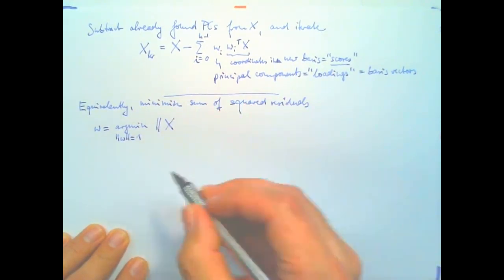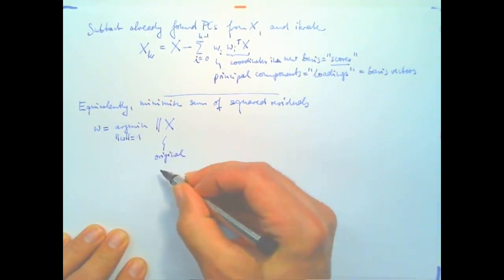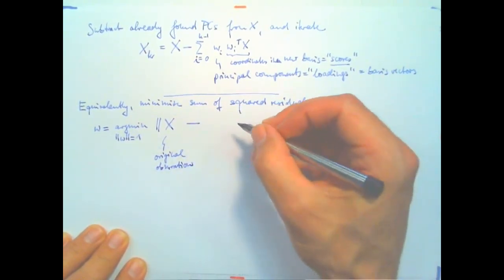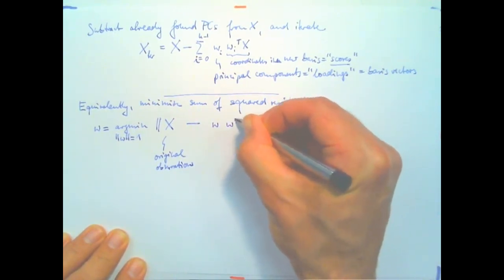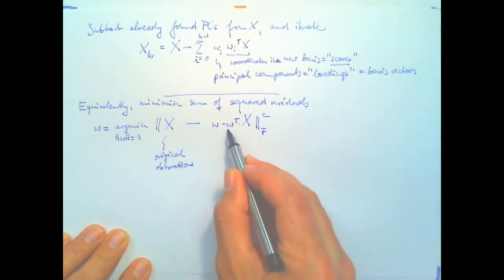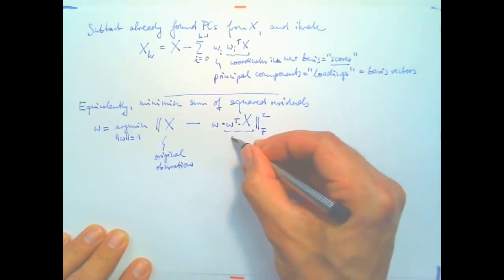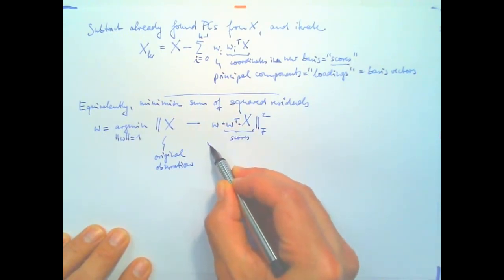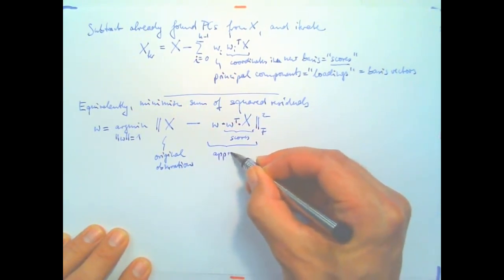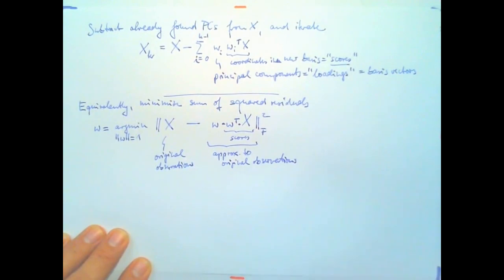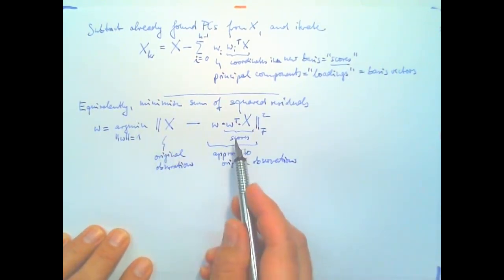X is my original matrix of observations, minus, so I'm explaining all of this in detail, W transpose times X, these are the scores. These are the coordinates in the new basis. And if I multiply them with the basis vectors, I obtain an approximation to the original observation. So this is a P by N matrix, and that is a P by N matrix.